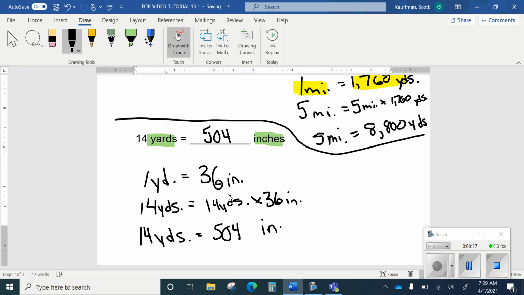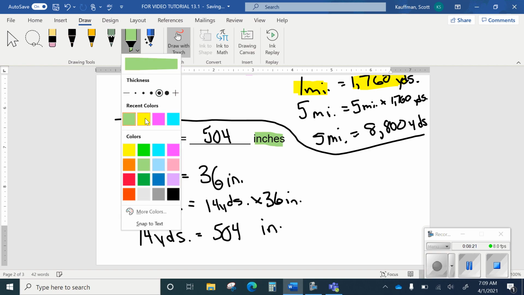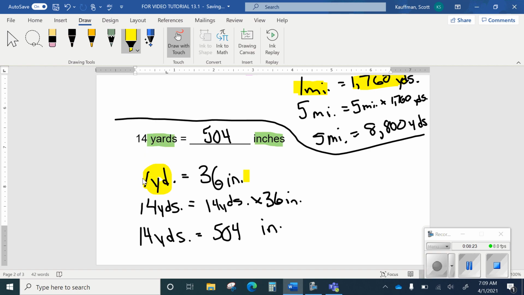Excellent. Again, let's do the quick double check at the end. My yards are smaller than my inches because I have 1 yard equal to 36 inches. So my 14 yards should be smaller than my answer, 504. Yes, 14 is smaller than 504.